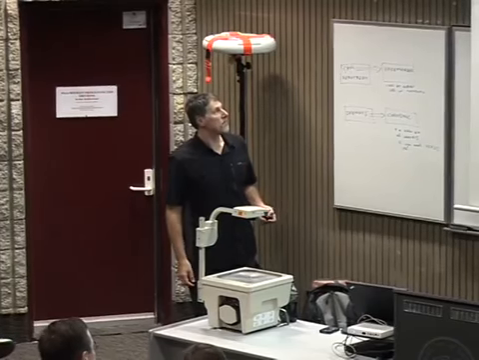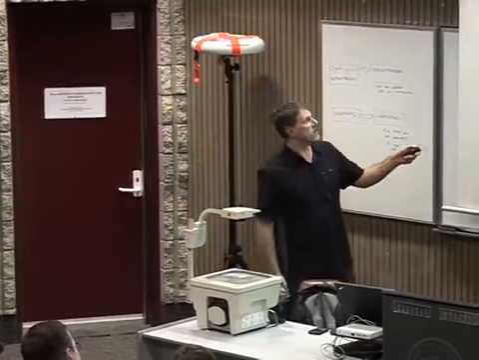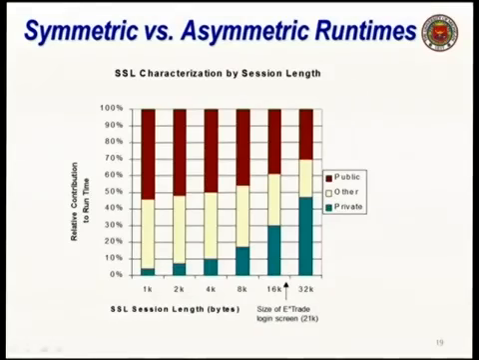All right, and then here you can see some performance analysis. This is based on an SSL session length. How much time do we spend in the public key algorithm versus this application, the browser, versus the private key algorithm? And you can see the crossover point is about 16K bytes of session data. If you send more than 16K bytes of session data, it's more efficient to do a public key encryption and switch to the symmetric key.